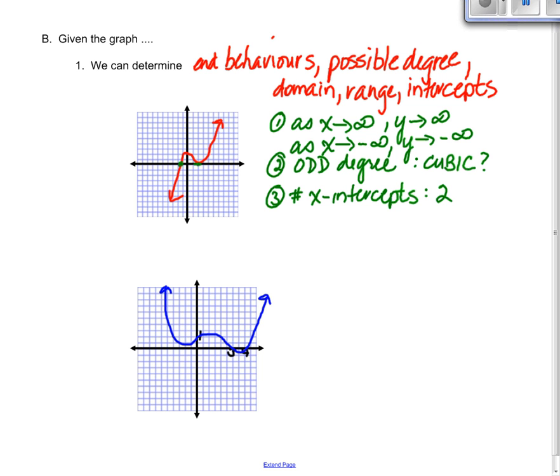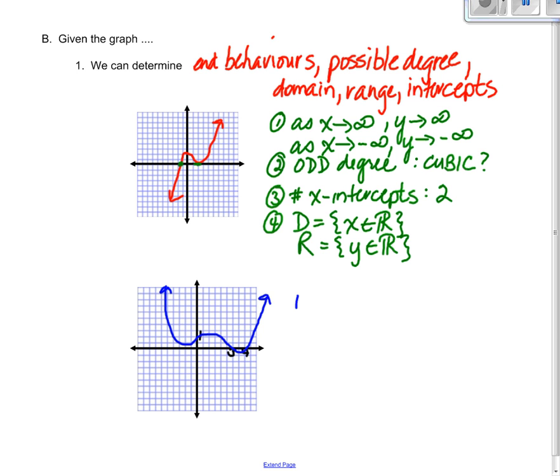The domain and range also follow a cubic. The domain is anything goes. It's an element of the real numbers, and the range as well will go upwards and downwards forever. Also can be any real number.